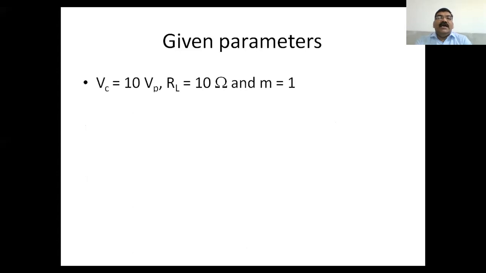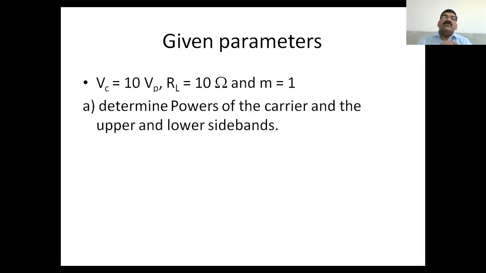So initially, what are the given parameters? This is the systematic way we can approach the numerical. VC, the carrier voltage, is given, V peak, that is 10 volt. RL, the load resistance, is 10 ohm, and modulation index is 1. Very first I will determine the power of the carrier, because for upper and lower sideband the formula is based on the carrier power.